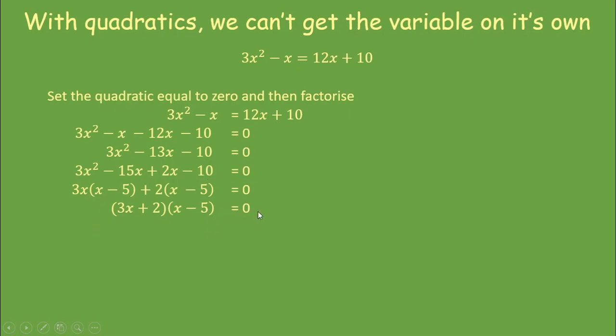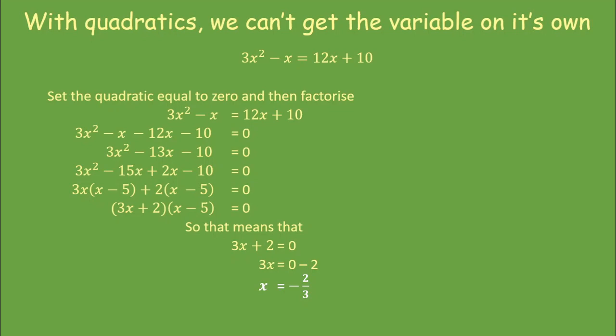It's equal to 0. Why did I do that? I do that because that means either this bracket is equal to 0 or this bracket's equal to 0. So let's first solve this one. Rearranging this equation, it's just a linear equation, so I just need x on its own. Move the 2 across and minus it. And then move the 3 across and divide. So x is equal to negative 2/3.